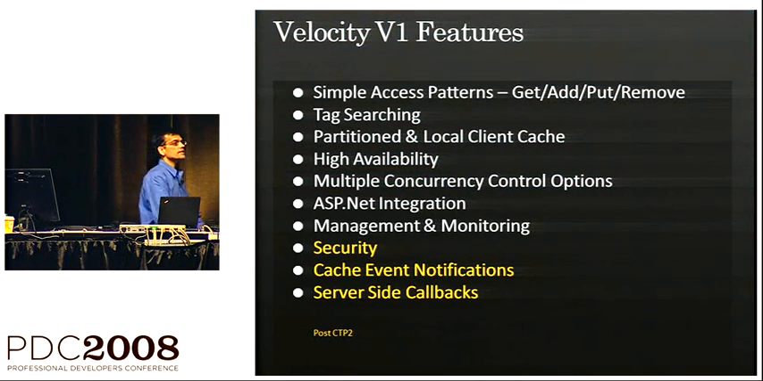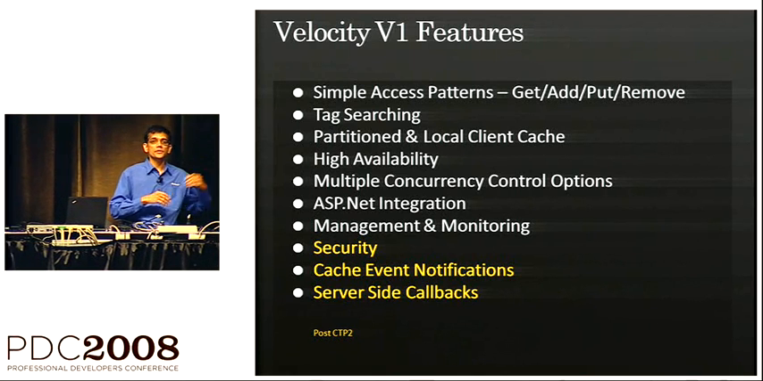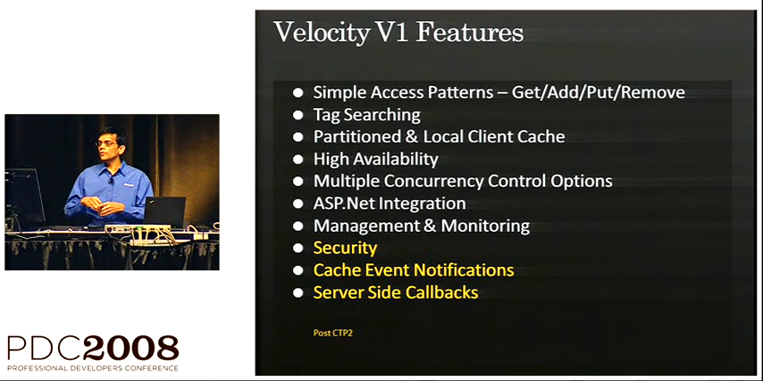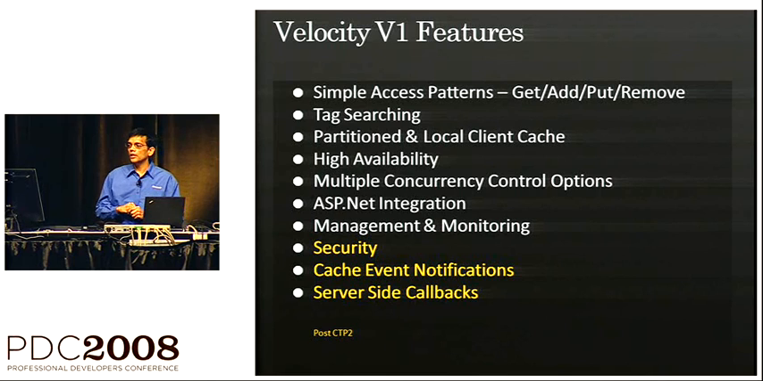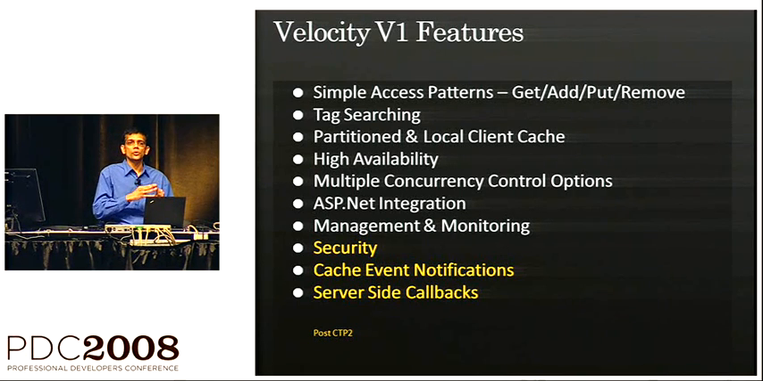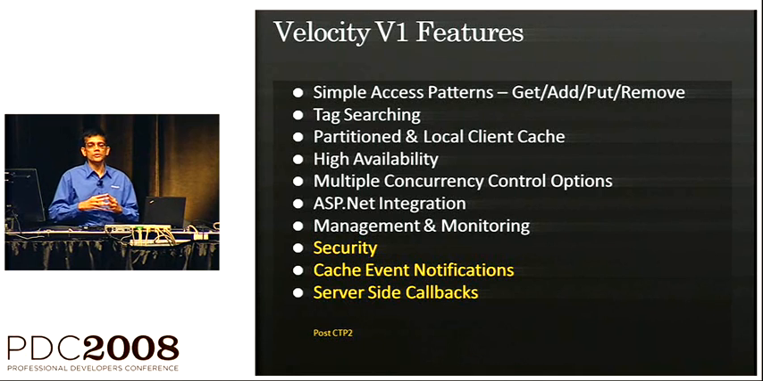So what are all the features? Yes, it's very simple, but we do have a lot of features as well. And as I said before, the simple access patterns like get, put, remove. We also have tag searching. We have both the partition and local cache that we will talk about very quickly. We also have high availability. What that means is that even if machines go down, if parts of your caches go down, we still preserve the data. You don't lose your data. And that's new in CTP2.